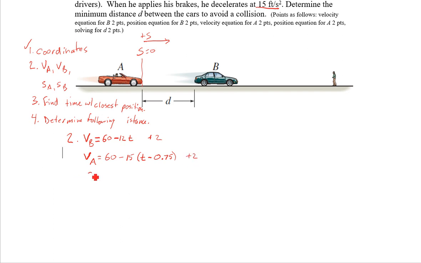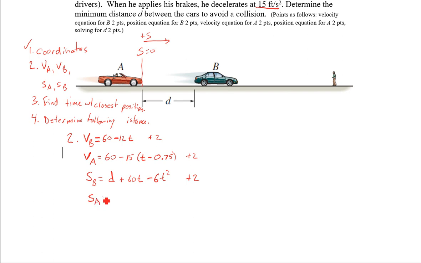Position equations, SB. So what do we have at first? They have an initial position of D, plus 60 times time, plus 1/2 A T squared. There's D. So it's going to have negative 6 t squared, that is, 1/2 of my A T squared. That gets me 2 points.